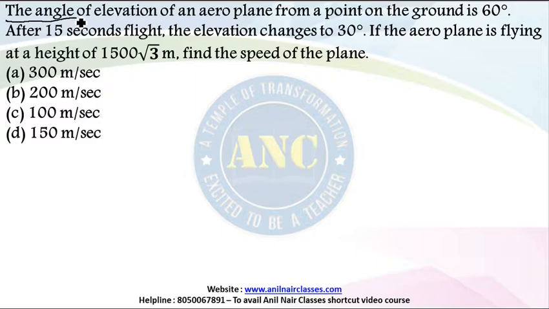The angle of elevation of an aeroplane from a point on the ground is 60 degrees. That means there is a point on the ground. This point I will call point C. You can name any point whatever you like. There is an aeroplane somewhere which is flying here. I will name that point as A. The angle of elevation of an aeroplane from the point on the ground is 60 degrees.